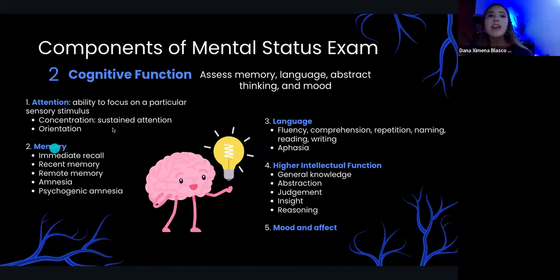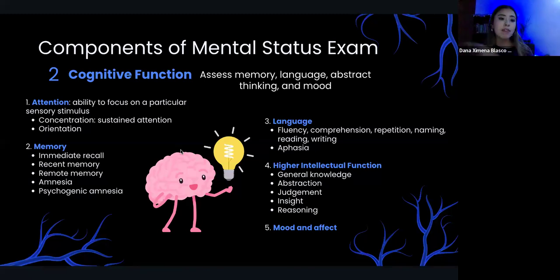Okay, memory. First things first, immediate recall. Immediate recall is the very first memory we have. Like, I'm going to tell you something now. For example, I'm going to tell you a word, apple, and you immediately recall that word. Like, okay, what word did I say? Oh, you said apple. Okay, that's immediate recall. Recent memory. Maybe we're going to examine the memory in 5 minutes, 10 minutes. So that's going to be recent memory.